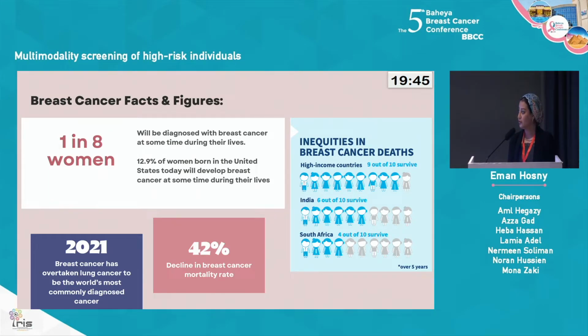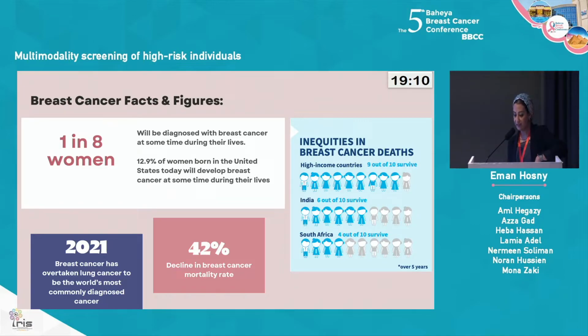First of all, we will talk about simple breast cancer facts and figures. The latest statistics denoted that 1 in 8 women will be diagnosed with breast cancer at some time during her lifetime. In the United States, an estimated 12.9% of women born today will develop breast cancer at some time during her life. In 2021, the latest statistics said that breast cancer has overtaken lung cancer to be the world's most commonly diagnosed cancer. Since 1989, there was a decline in the breast cancer mortality rate by 42%.